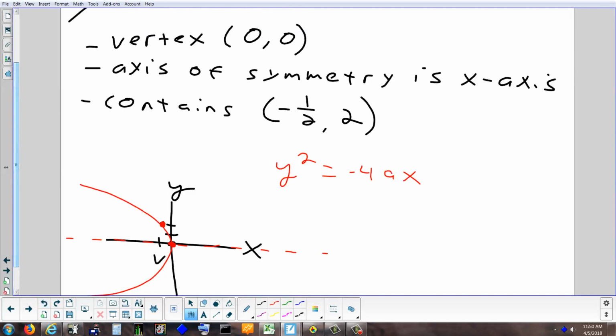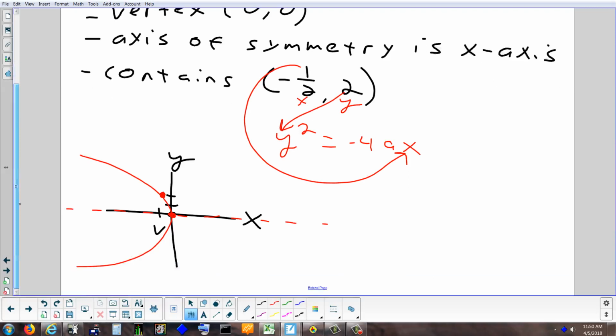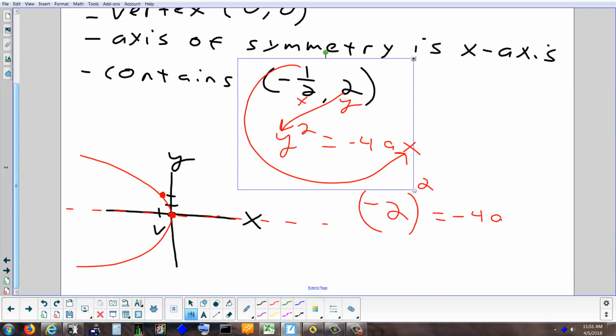But they did give me something else. They gave me a point. A point is made up of an X and a Y. Well, if you fill that in, and you fill that in, you can find what A is. So you have to plug the point into the equation and get A. So we have negative 1/2 squared equals negative 4A, and y is 2, sorry. So plug in 2 for y, plug in negative 1/2 for x.